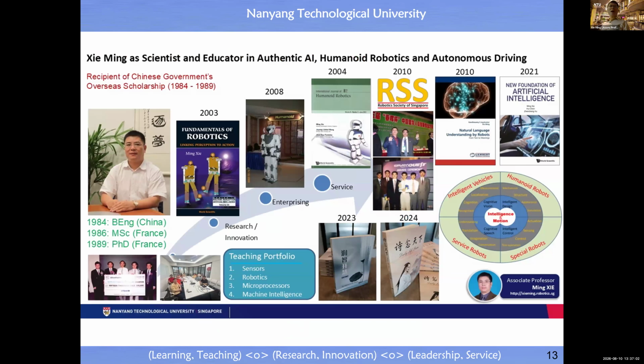Then for my background, if you look at this slide, you see I published a book in robotics in year 2003, a book in AI in year 2021, and I have jointly set up the Robotics Society of Singapore. All of you are encouraged to become members of the Robotics Society of Singapore if you are interested in robotics. So this gives you a little bit of background about myself.